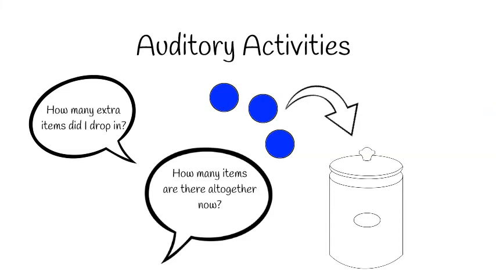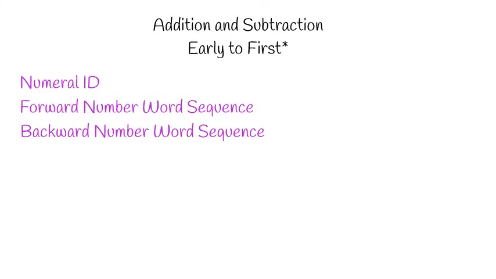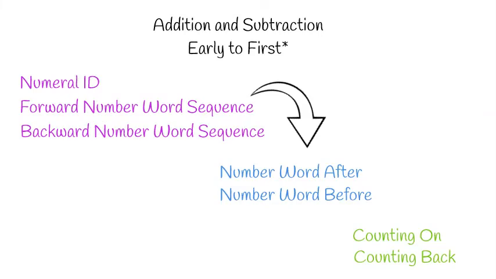As pupils become more proficient, you can ask them to answer both questions. This helps them to develop the skill of counting on, while also keeping track of the count. As pupils move through the early and first one-star levels of addition and subtraction, pupils' numeral identification and forward and backward number word sequences are likely to have a larger impact on this, particularly when it comes to counting on and counting back. In order to count on and back, pupils need to have a strong sense of the number word after and before, without needing to have a run-up to these numbers.